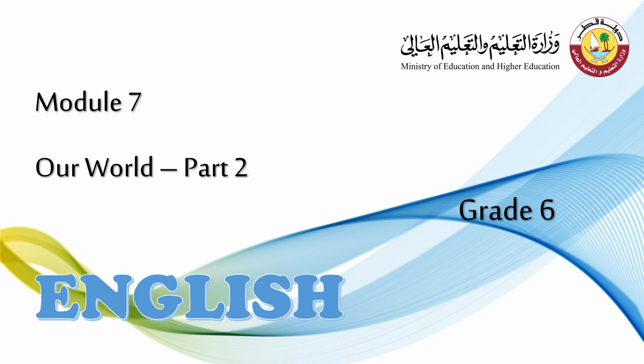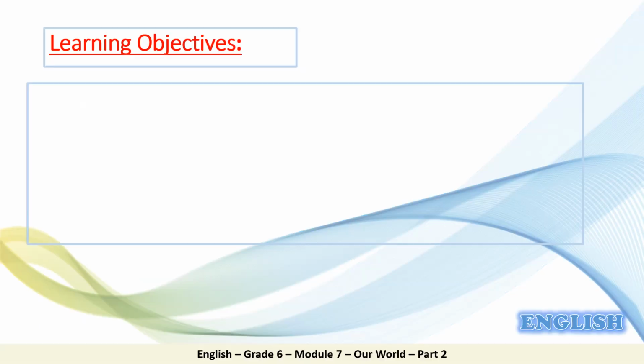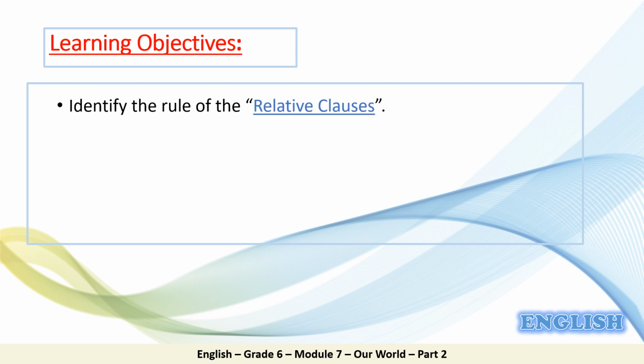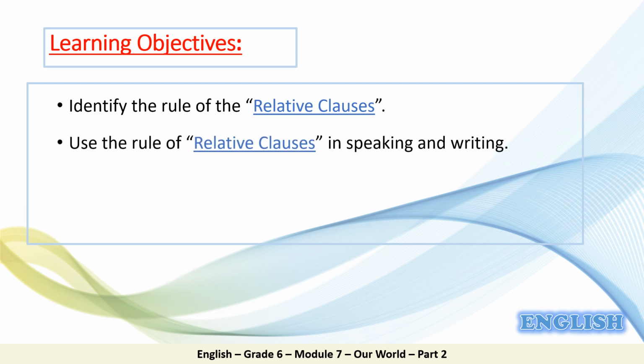Today's lesson is Module 7, Our World, Part 2. Today's learning objectives are: number 1, identify the rule of the relative clauses. And number 2, use the rule of the relative clauses in speaking and writing.